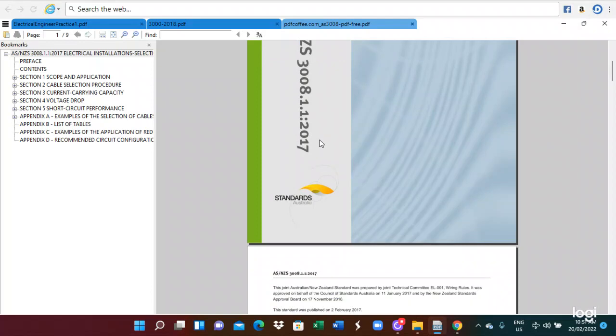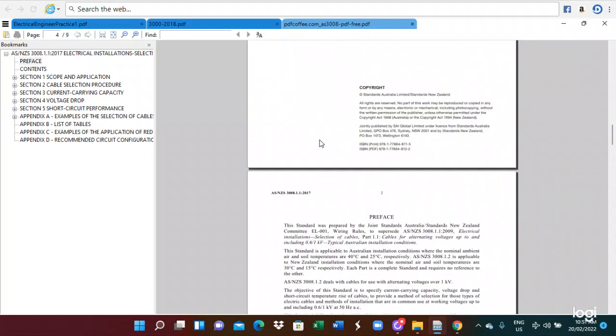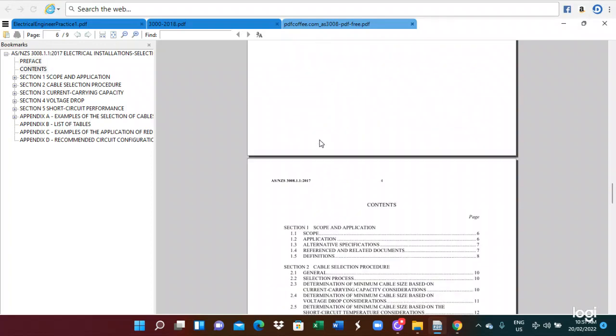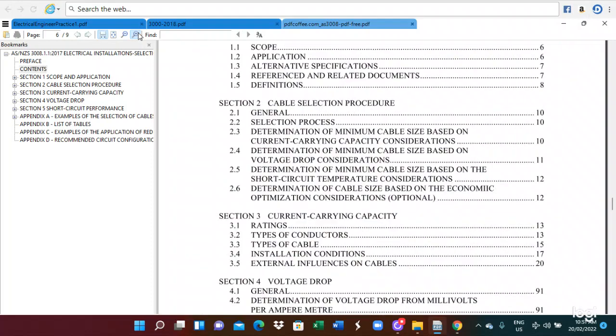So this is for the AS 3008, the electrical installation cable standard. Those things have to be calculated. This AS 3008 has to be utilized to calculate your cable size.